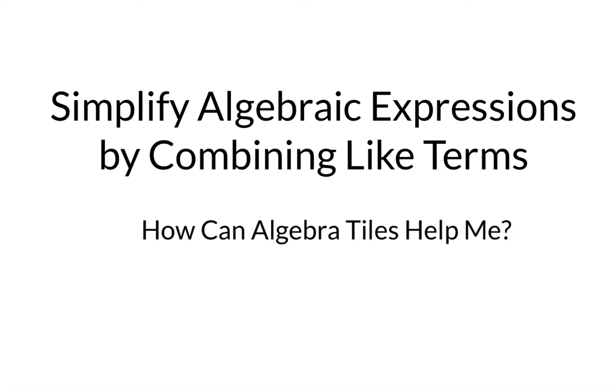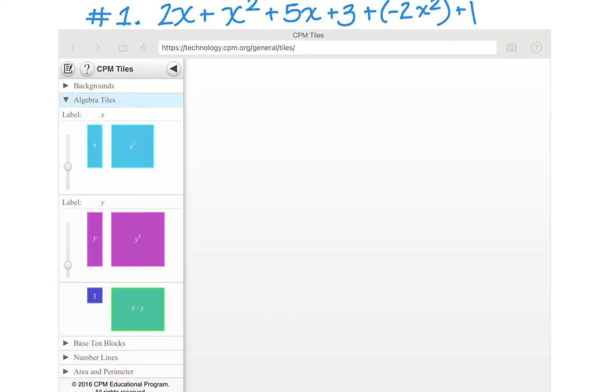The purpose of today's video is to show you how algebra tiles can help you simplify algebraic expressions, and we can use those to model combining like terms. All right, let's see what this is all about. So we're given an expression at the top, 2x plus x squared plus 5x plus 3 plus negative 2x squared plus 1. And we need to simplify this expression by combining like terms.